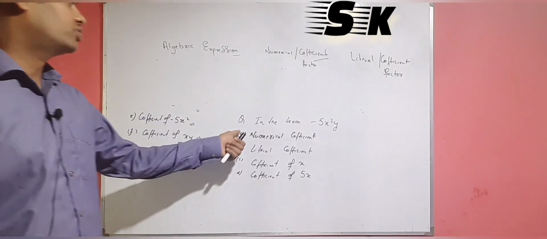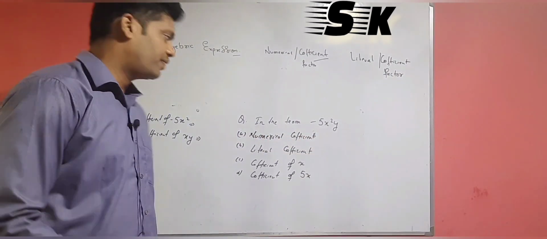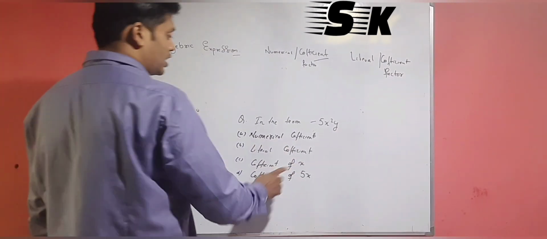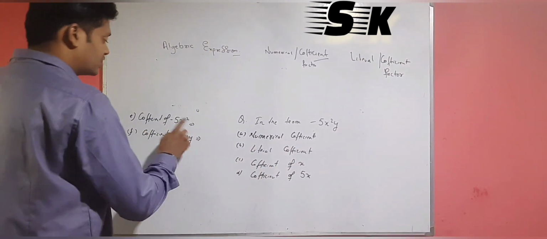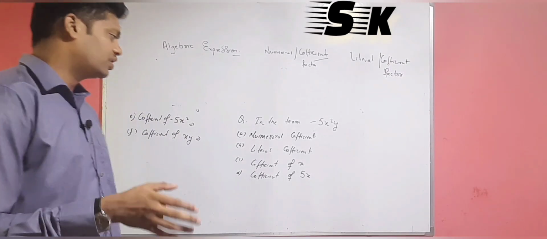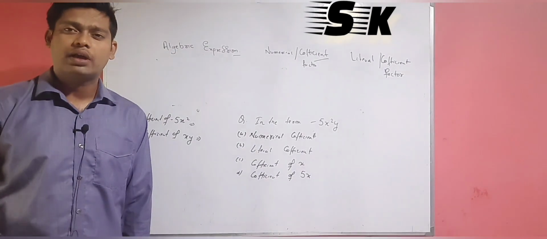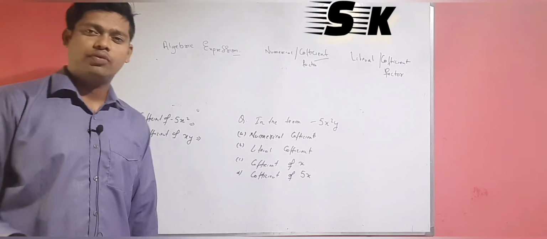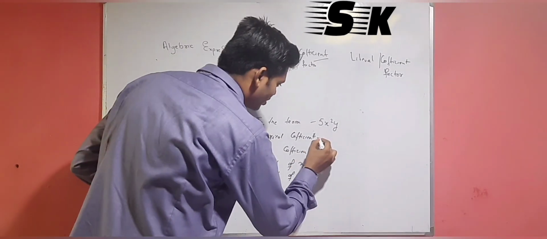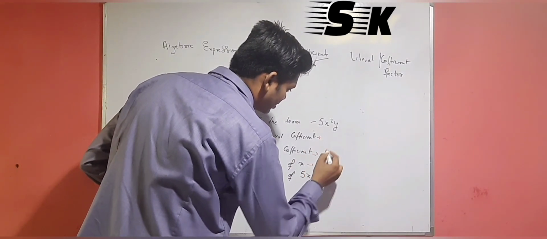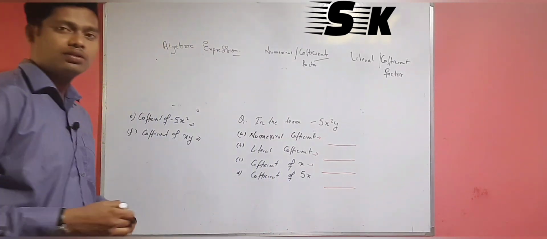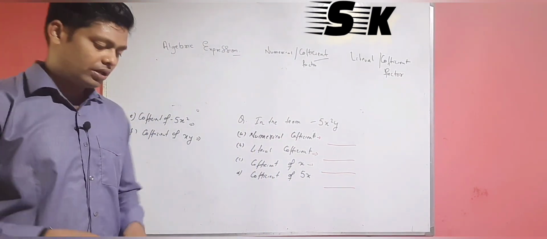Okay, so this is a question. In the term minus 5x square y, you have to find out the numerical coefficient, literal coefficient, coefficient of x, coefficient of 5x, coefficient of minus 5x square, coefficient of x square. Important question, because we understood what a coefficient is, how letters and variables look, how to find out the coefficient, and so on. So we have to find out these answers now. It is just like fill in the blanks. Okay, so let's do that.